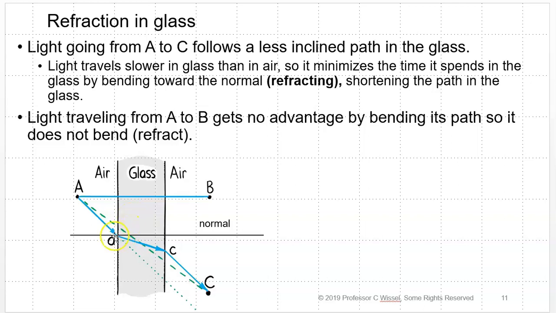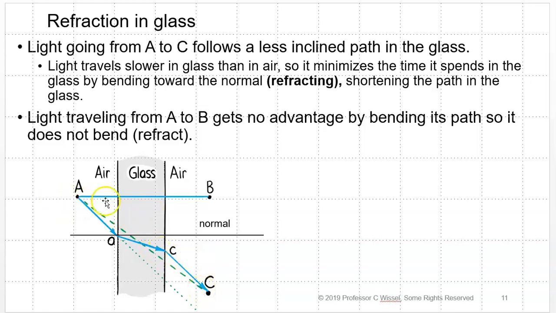So it's going to want to spend the least amount of time. It's going to have the least path in the glass. So it's going to bend toward the normal as it encounters the glass itself. And then when it comes back out into the air, it's going to say, woo, I'm back on the freeway. I'm back in almost vacuum, and I can bend away from the normal.